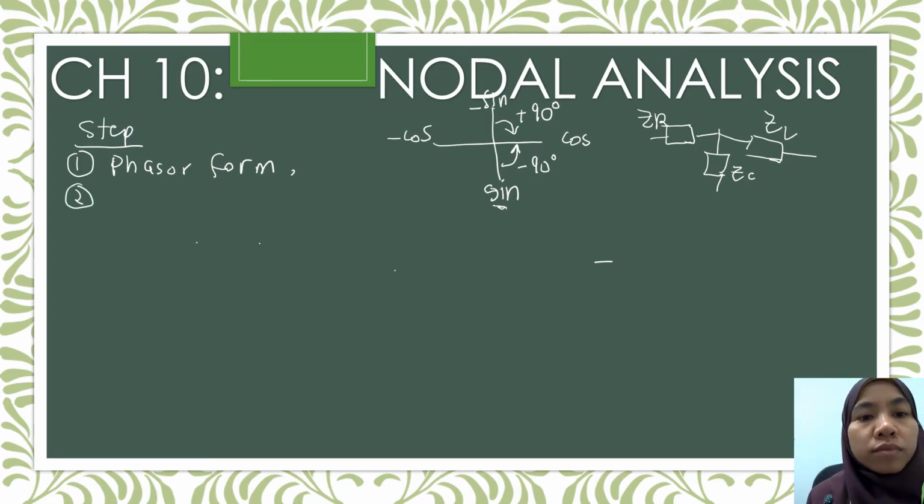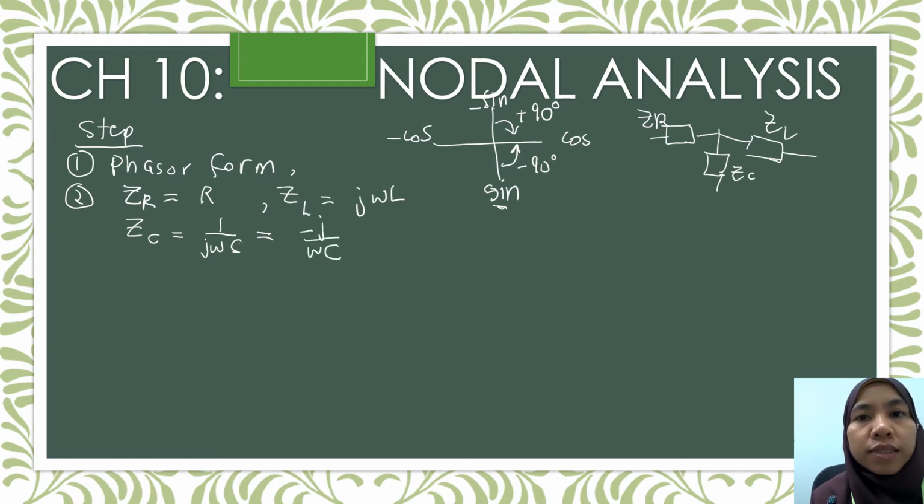Second, use the impedance equations. If you have impedance of R, then this is R, and impedance of L, you have j omega L, and impedance of C, you have minus j over omega C.